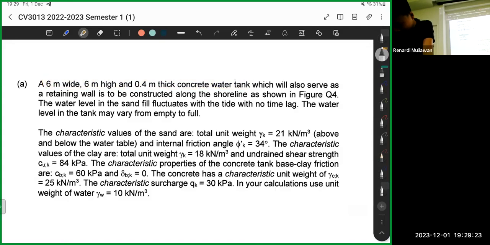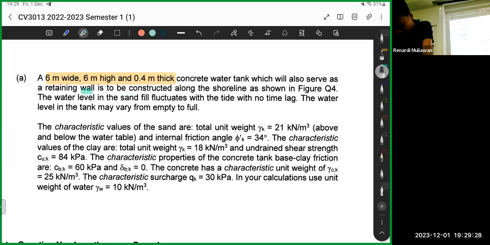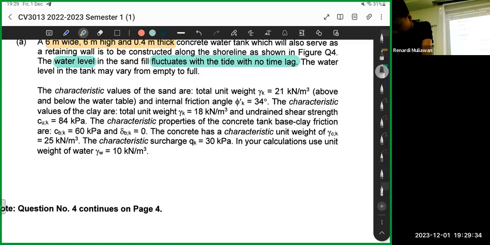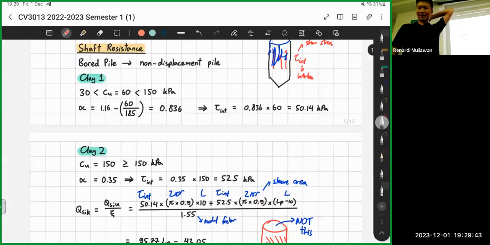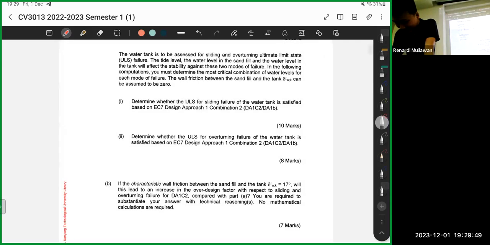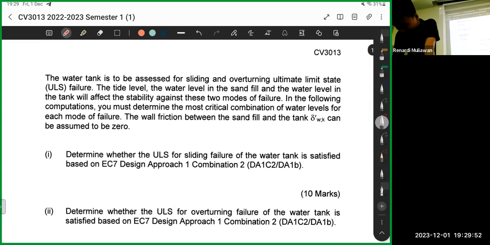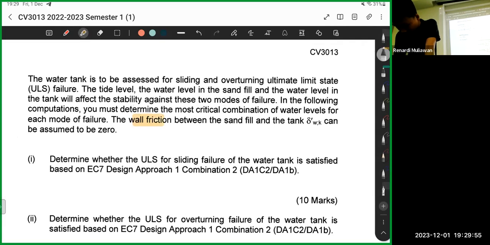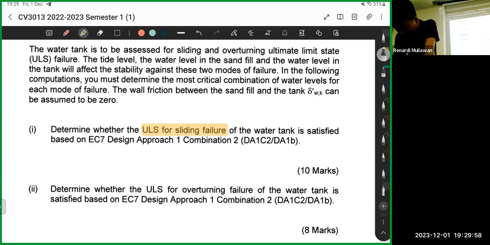So they give you a tank, 6 by 6 by 0.4. Then the water level fluctuates with the tide with no time lag. Then they give you all the characteristic values. This one also I won't do one by one, I'll just explain my thought process when I see this. Wall friction is 0. ULS for sliding failure of the water tank based on DA1 C2.